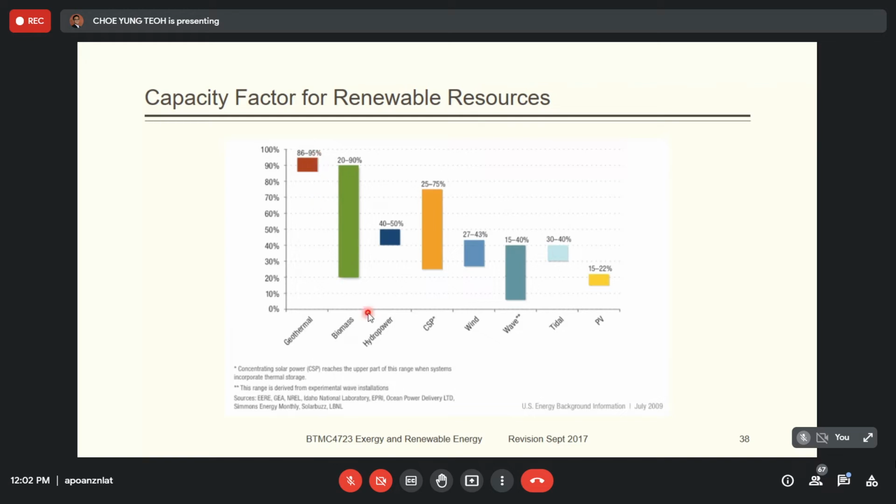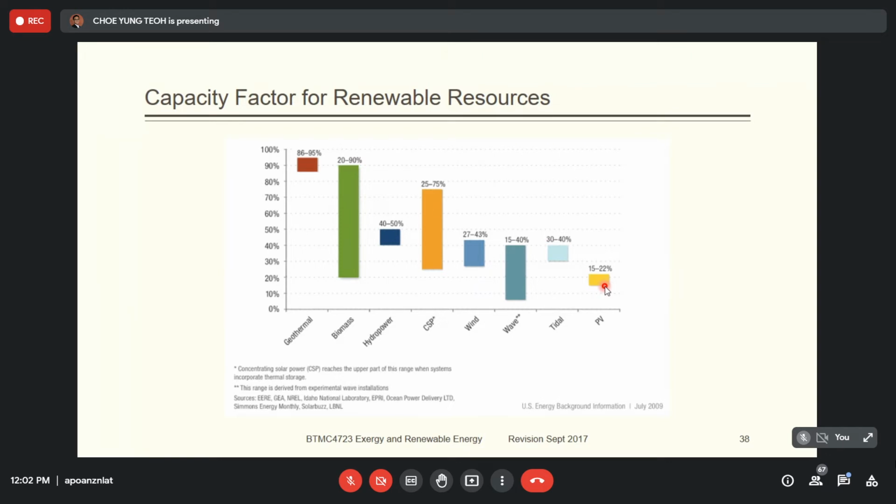Okay, you can see biomass is 20 to 90, depending on the resources that you use. Hydropower is 40 to 50. Some of the time you need to accumulate the water. You cannot run the turbine all the time. Okay, CSP stands for concentrating solar power, 25 to 75. Okay, and then wind 27 to 43, wave 15 to 40, tidal 30 to 40, and PV is the lowest, 15 to 22. Because with solar energy, the sun is not always shining.